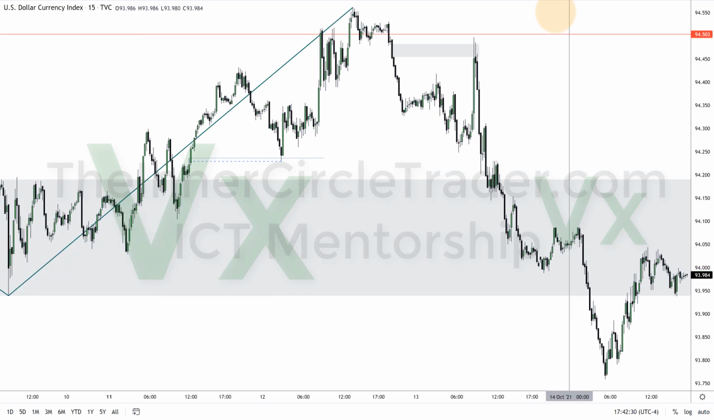15-minute time frame, dollar index. Small little Judas swing overnight. Rejection block here. Then aggressive sell-off. Nice little optimal trade entry, order block here. Rallies up, New York session to a city.